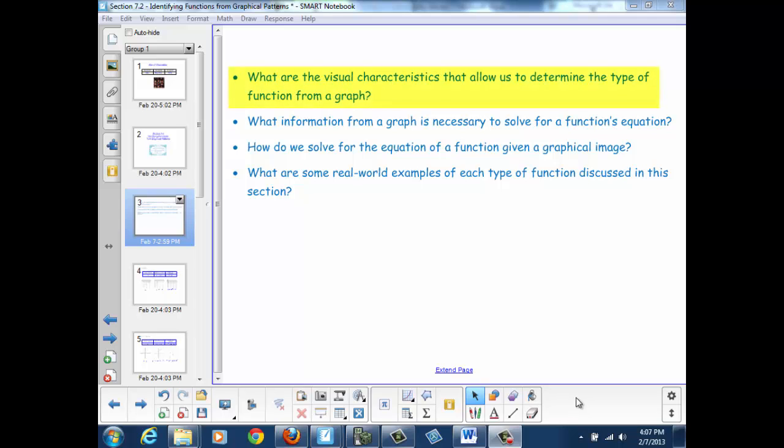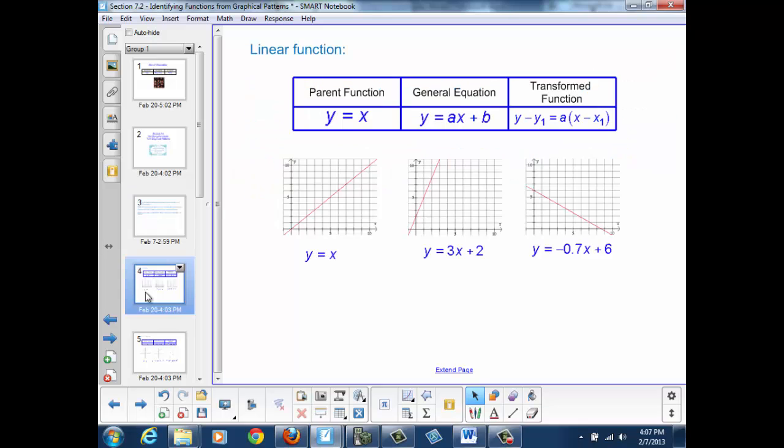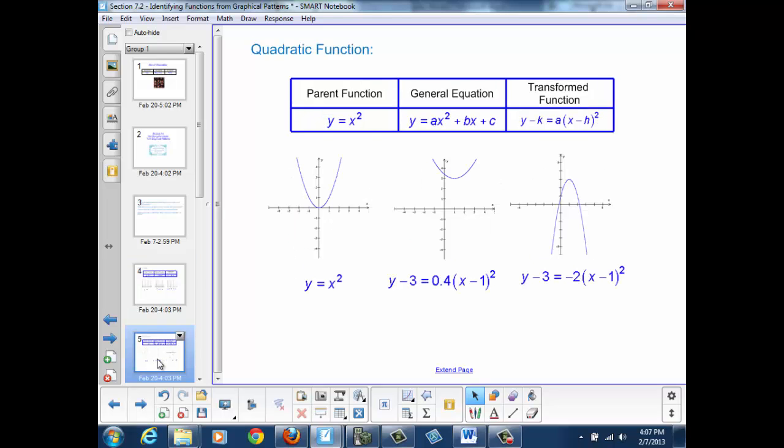Let's recap. What are the visual characteristics that allow us to determine the type of function from a graph? Well, we look at whether a graph is increasing or decreasing, and the concavity, and in particular whether it goes through the origin to distinguish between power and exponential functions. A linear graph is strictly increasing or strictly decreasing. If it hasn't been transformed, it goes through the origin. A quadratic function will either decrease then increase, or increase then decrease. And if it hasn't been transformed, is again attached to the origin.